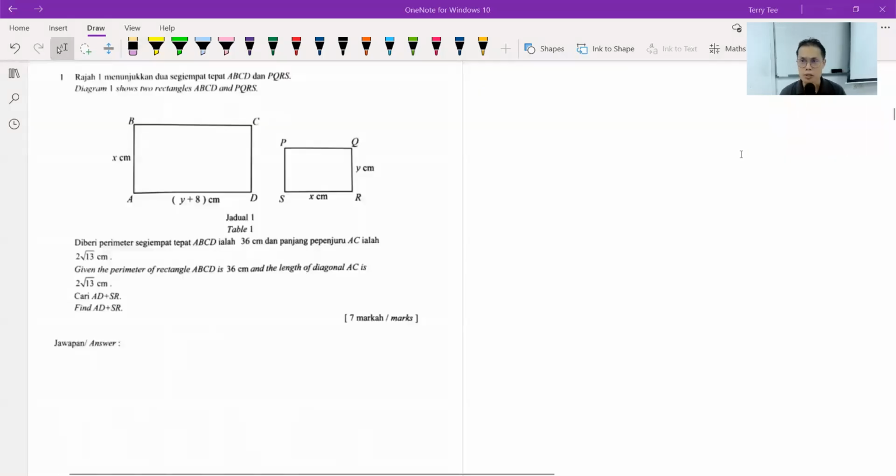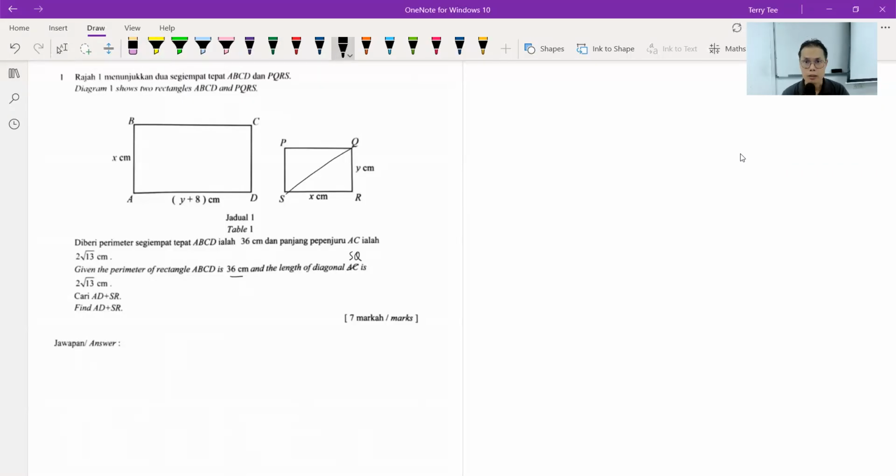Okay, let's get started with question number 1. In this question, you have two rectangles, ABCD and PQRS. The perimeter of ABCD is given as 36. And there's a mistake in this question here. The length of diagonal, not AC, it is SQ, because if you use AC, you wouldn't get an answer for this. I think the question is meant for SQ, not AC. So please take note.